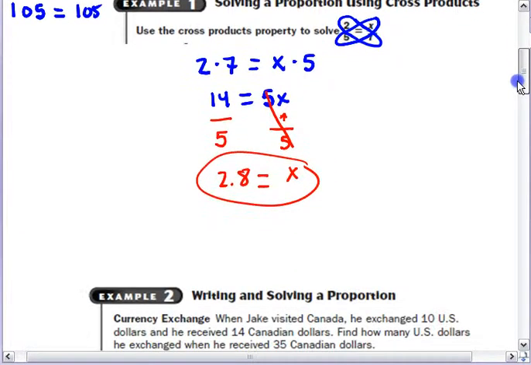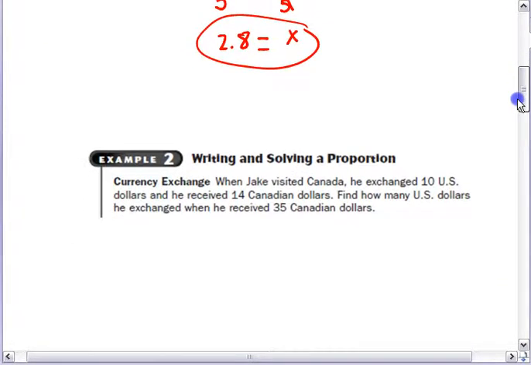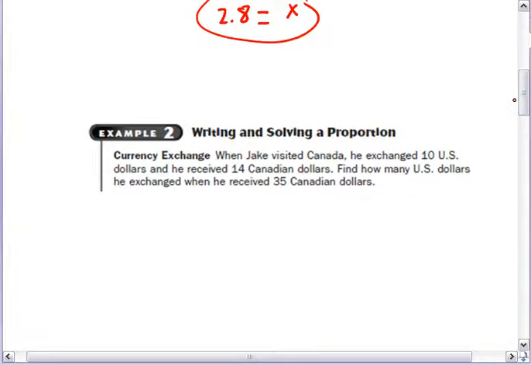Alright, let's look at another example. Here's a story problem. When Jake visited Canada, he exchanged $10 and he received 14 Canadian dollars. Find out how many US dollars he exchanged when he received 35 Canadian dollars.